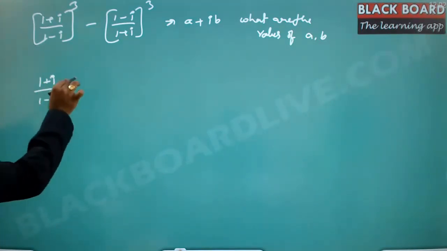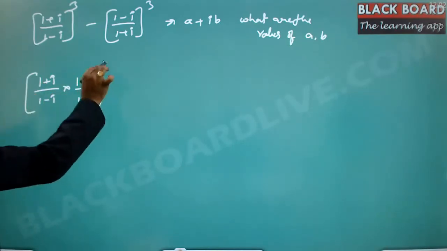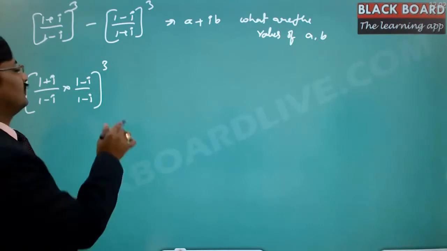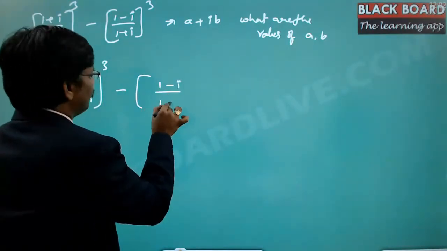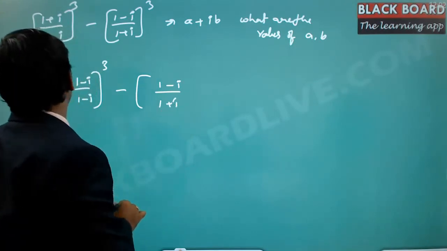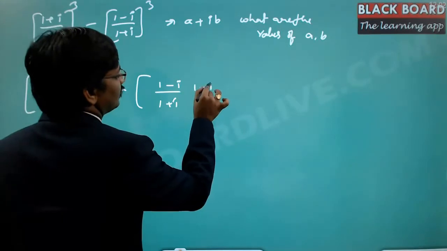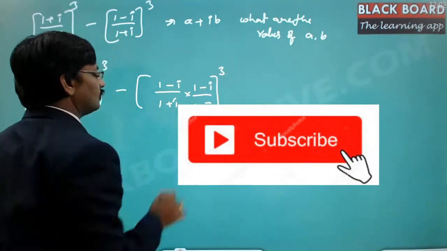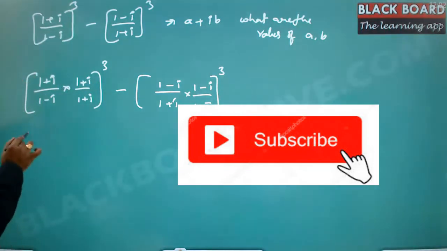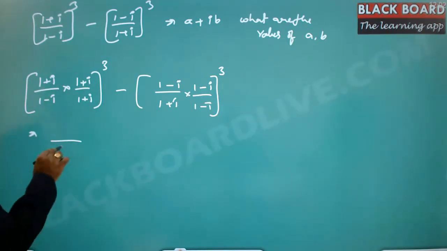Now you rationalize this: multiply by 1 minus i and divide by 1 minus i. And even here also, 1 minus i by 1 plus i, you multiply and divide by 1 minus i, and then take the whole cube. Now after rationalizing, in the denominator 1 square minus i square, so minus of minus is plus, hence this is going to be 2.